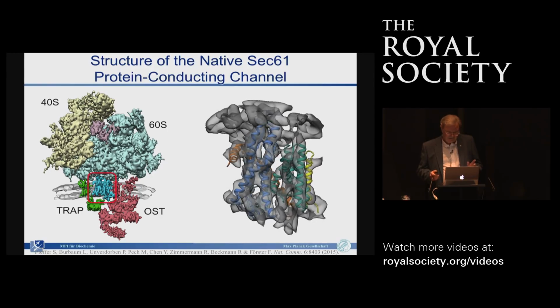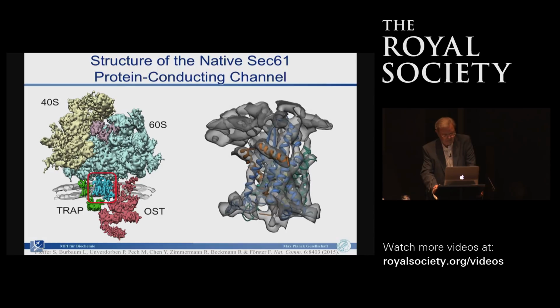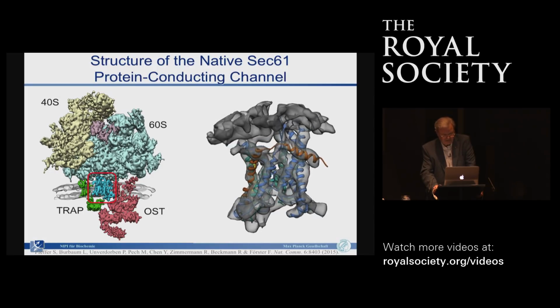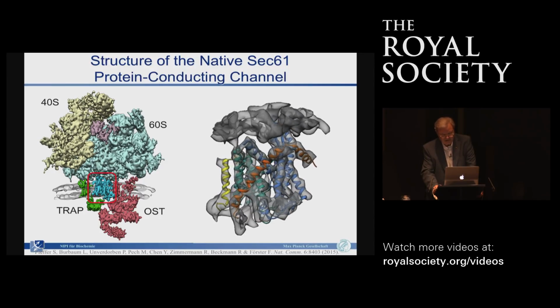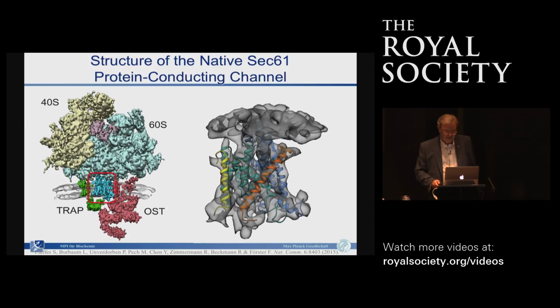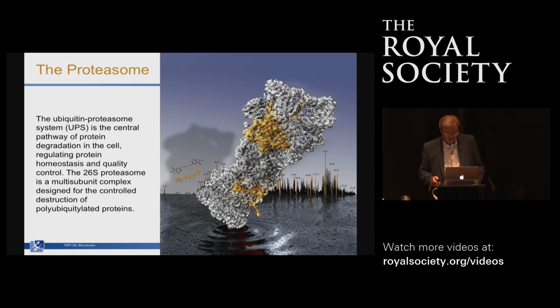Now, finally, this is from work of Friedrich Förster in the lab. This is the structure of ER-associated ribosomes on the Sec61 protein-conducting channel. And the resolution is good enough, at least, to see very clearly the helices in the protein-conducting channel. But our interest is not ribosomes, but the opponent of the ribosome, destroying proteins.